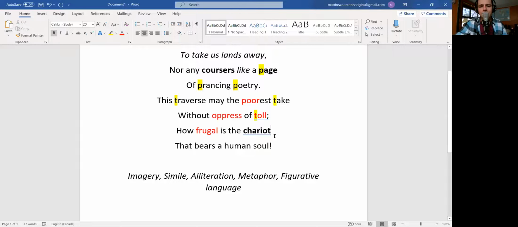What are we comparing the chariot to? Oh, monsieur, I don't see another word here. There's no comparison. There's no "like," there's no "as." Well, just because there's no "like" or "as" doesn't mean we're not making a comparison. A simile needs to have a "like" or an "as."